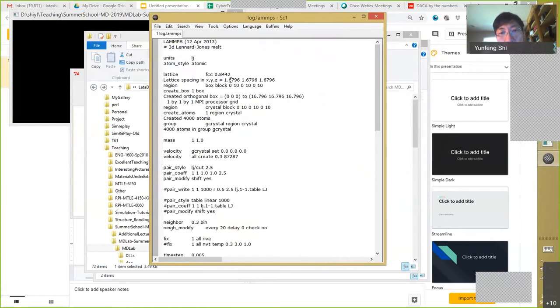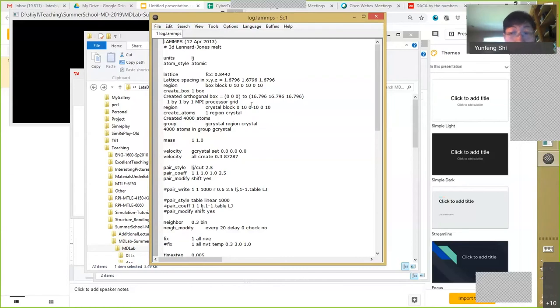Okay, so here the lattice spacing is given, right? You convert it from the lattice of the number density, and you can see the system size 0 to 16.796. This is your system size, and you know that the system outside will basically be another image of it, right? Remember periodic boundary condition, right?